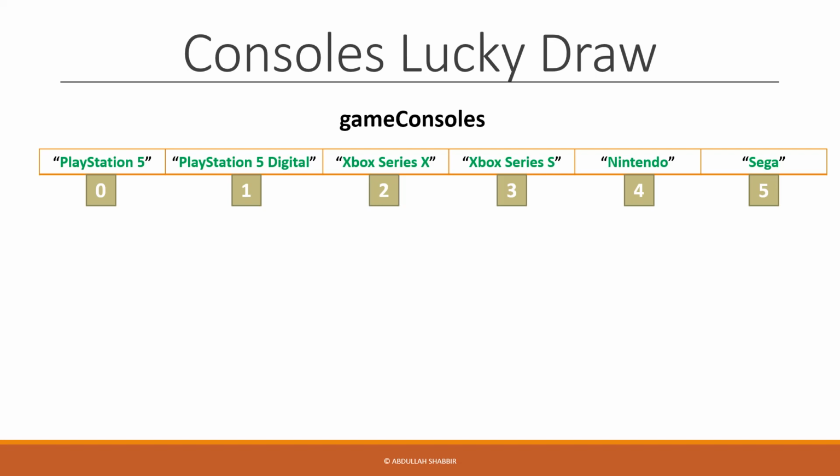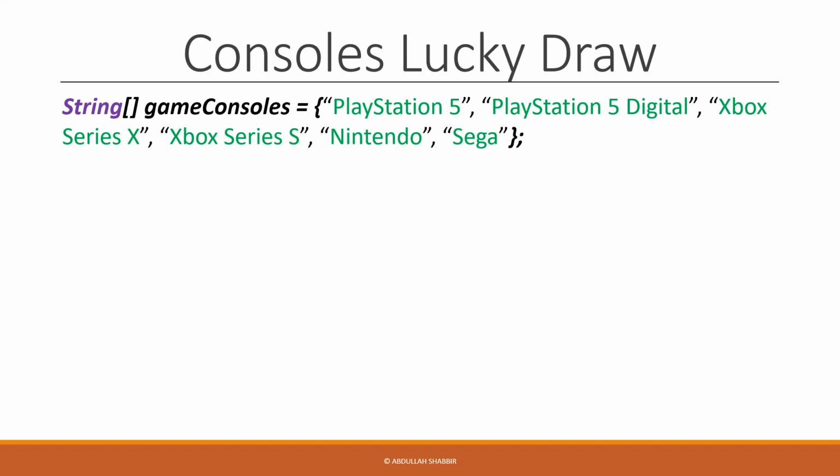Then say we want to pick a certain value in the array. We just go ahead and say System.out.println and then gameConsole of index 2. So we are basically pointing to the string of index 2, which is going to be Xbox Series X. So the first thing to do is to declare an array and set the values inside the array for all the consoles. Now because we want this to be a lucky draw, we want to randomly pick a console.